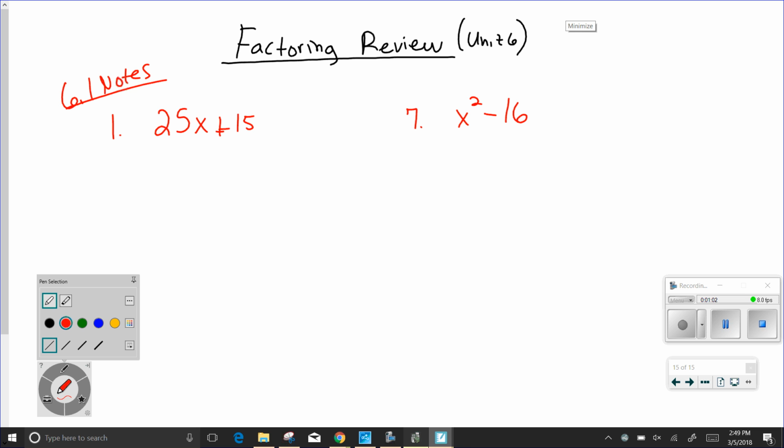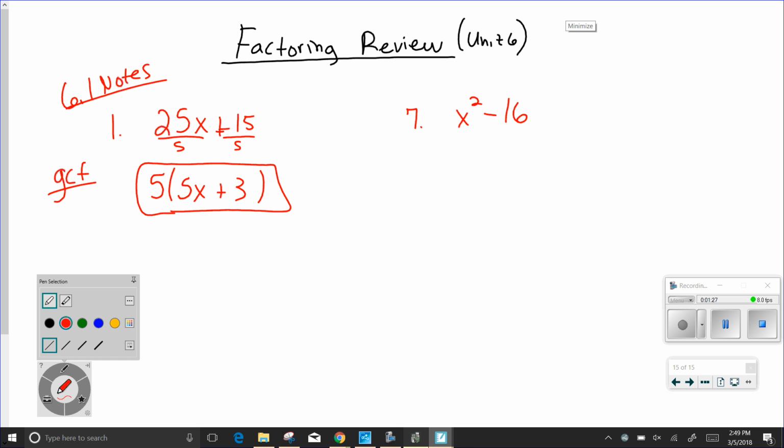Number 1 is a problem in which you factor by factoring out the greatest common factor. So if you look between 25x and 15, the greatest common factor there is 5. So you're going to divide 5 out of each of your terms. And what are you left with? You're left with 5x plus 3. This is completely factored. I've taken my expression and rewrote it in terms of things that you multiply together to give you the 25x plus 15. And that's 5 times 5x plus 3. So 5 is a factor, 5x plus 3 is a factor.